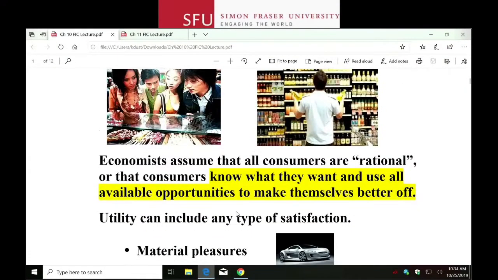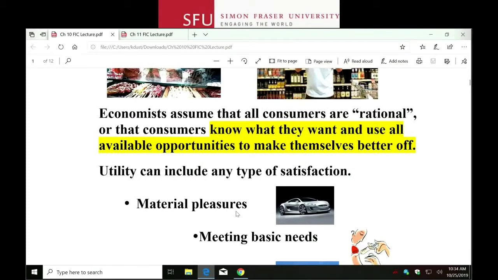And we are going to assume that consumers are rational, which means that we know what we want and we try to make the best decision possible. So we use all available opportunities to make ourselves better off.